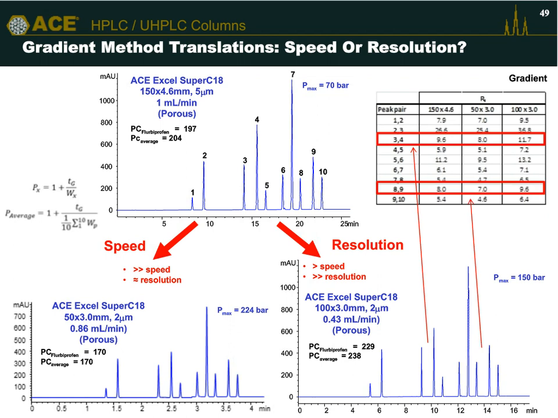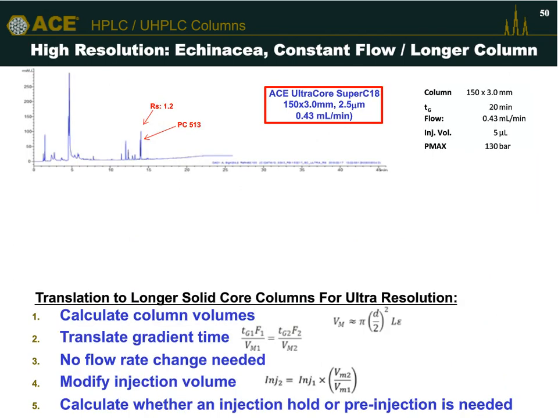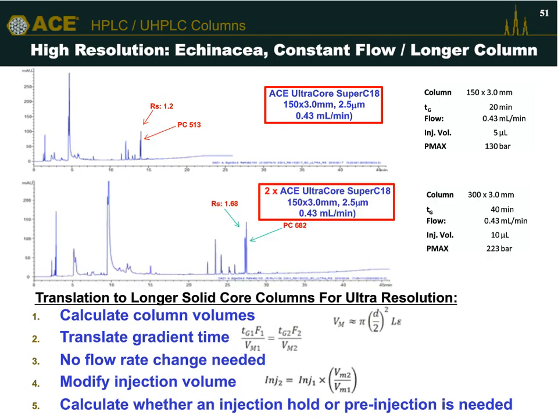But what does that look like for a more complex sample? Here we have an echinacea sample, which is a natural product, and we can see here that we've got an ultra-core column 150 by 3 millimeters. Now we can use our 5 translation steps, and what we can actually do is add another column to the separation. So we increase the bed length. This will give us more resolution and also hopefully increase our peak capacity, which it does, as we can see on the slide. That's 2 columns daisy chained together to give high resolution.